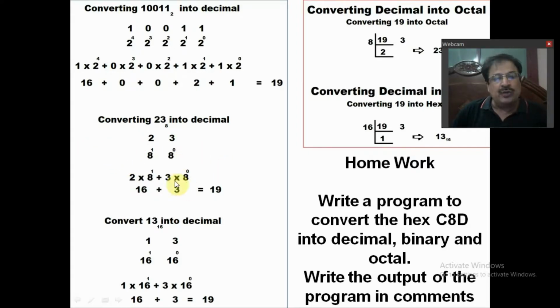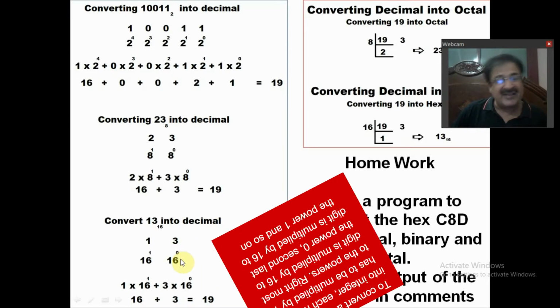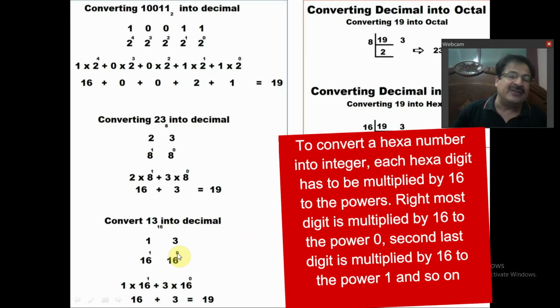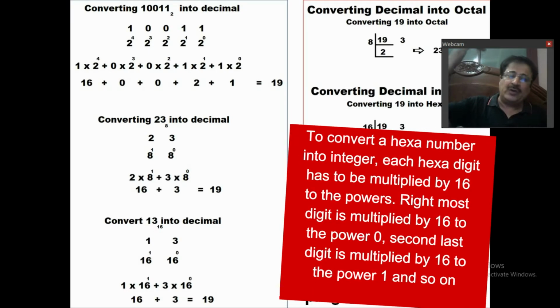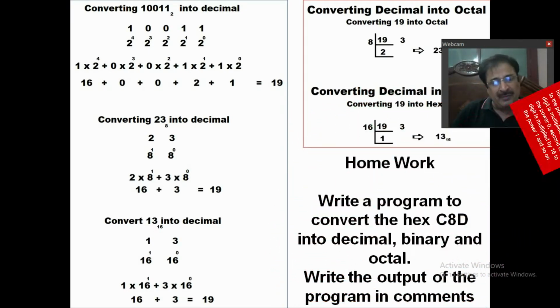So 3 into 8 to the power 0, 2 into 8 to the power 1. Anything to the power 0 is 1, 3 into 1 is 3, 8 to the power 1 is 8, 8 into 2 is 16. When you add it, you get the answer 19. Similarly, in hexa, you have to multiply every digit by 16 raised to exponent 0, 16 raised to exponent 1 and so on. So 3 will be multiplied by 16 to the power 0, 1 will be multiplied by 16 to the power 1.